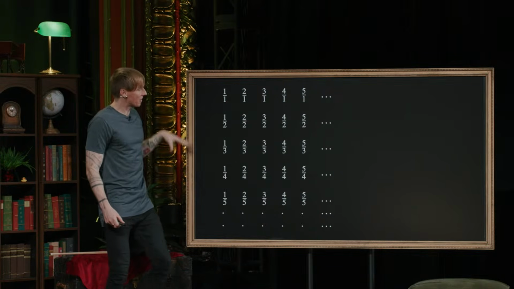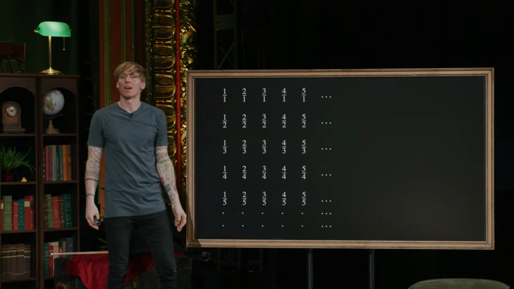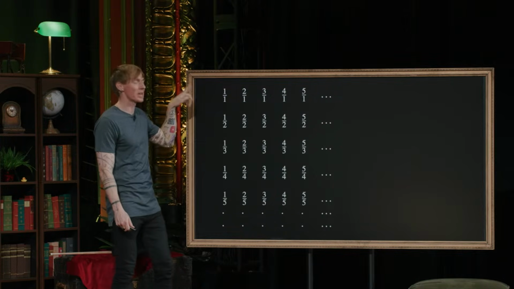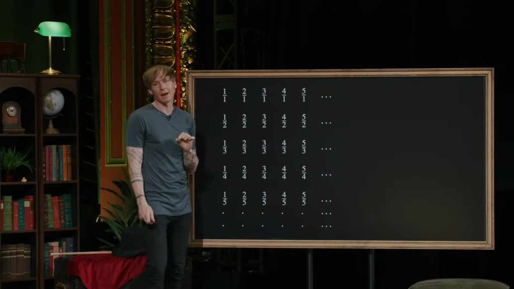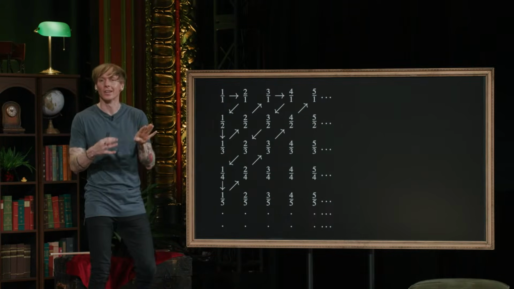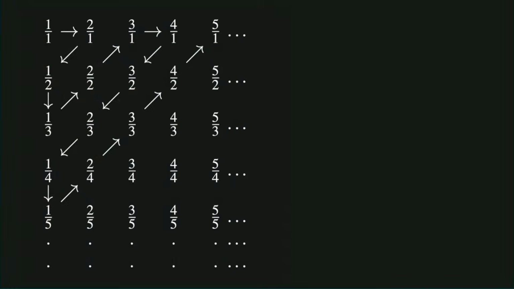Once we have this infinite array or infinite table, the clever part is how we now order the numbers. I like to call it a zigzag path. It's sometimes called a diagonal argument or a diagonal path through the numbers, or even diagonalization. But it's shown here through these arrows. So let's carefully see which numbers appear in which order.